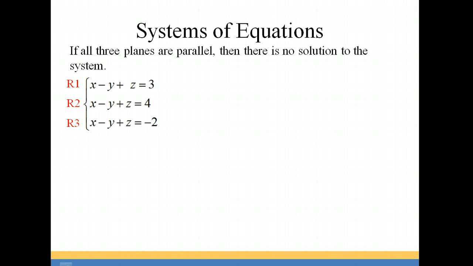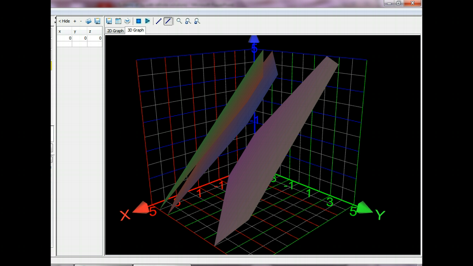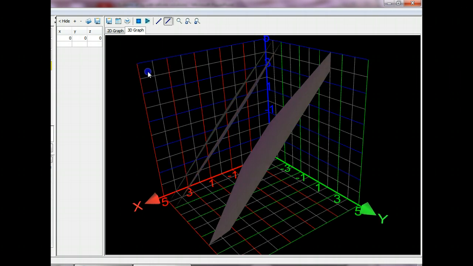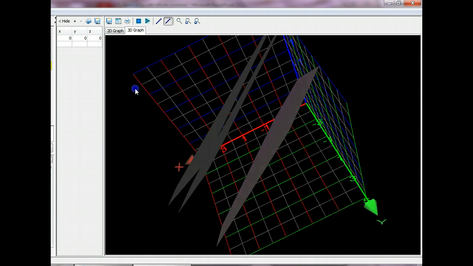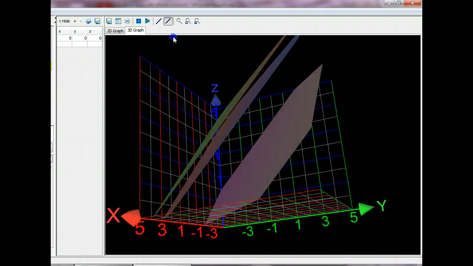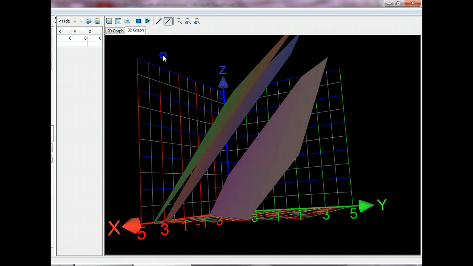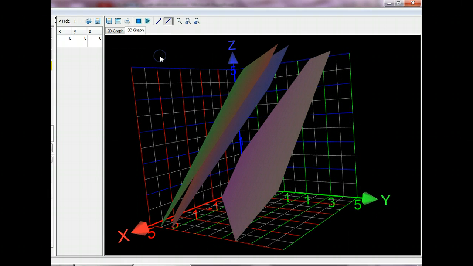If your three planes are parallel, then there is no solution to the system. Let's see what happens with this example. We're going to go ahead and put it on a 3D grapher. Okay, so what I've done is graphed the three equations on a 3D grapher. So you can start to see that these three planes are parallel. And if they're parallel, they're never going to intersect each other. So let's go back and look at this algebraically to see how we can tell whether they are parallel or not.